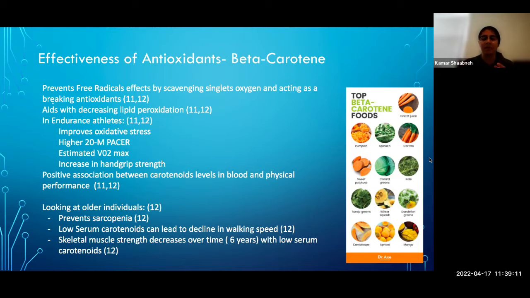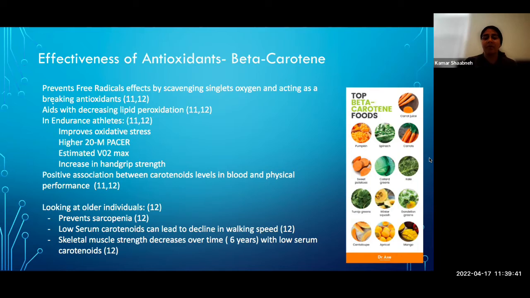So this study that we found looks at professional basketball players, and they were given 32 milligrams of beta-carotene. And it showed between the female and male that it improves oxidative stress, higher 20-meter pacer. It increased estimated VO2 max, and they also increased hand grip strength. And there was also a positive association between carotenoid levels in the blood and physical performance.